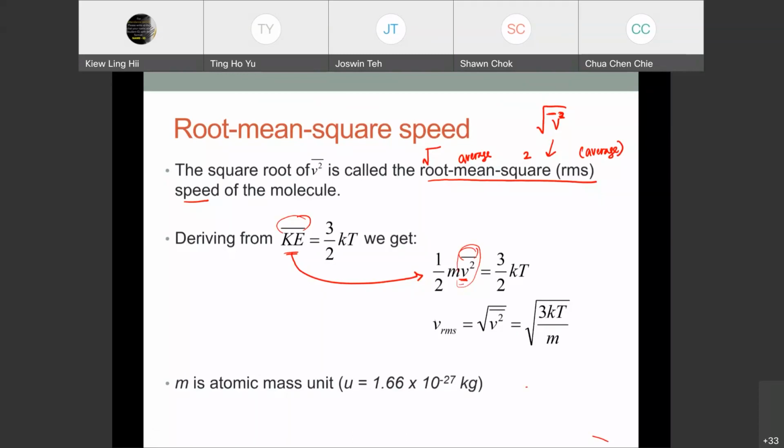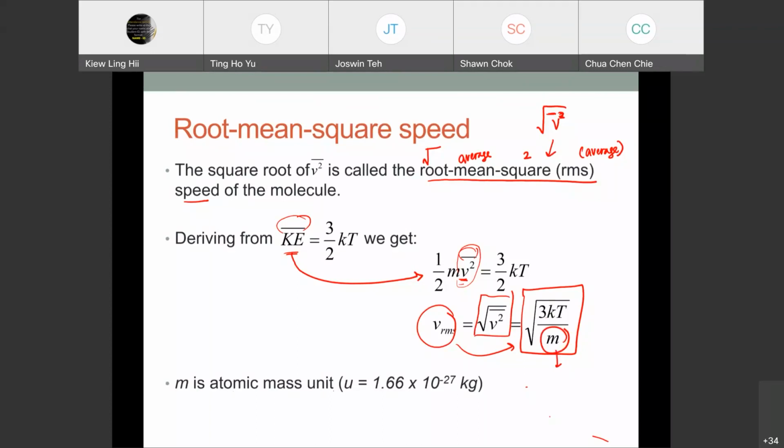So your VRMS is equal to this one. Why do we call this RMS? Because in order to get your V value, you have to take the square root of your squared value, isn't it? So that's why we call this root mean square. And remember, M is the mass, so your mass is in atomic mass units.